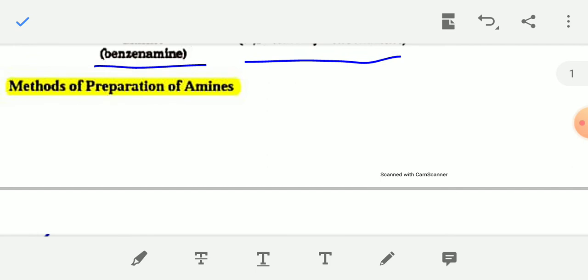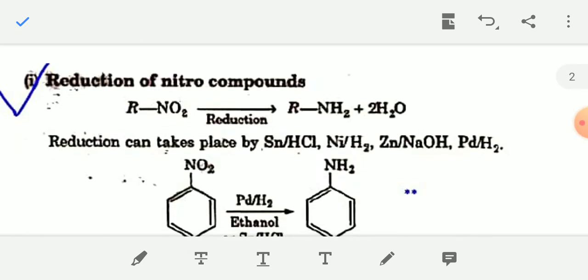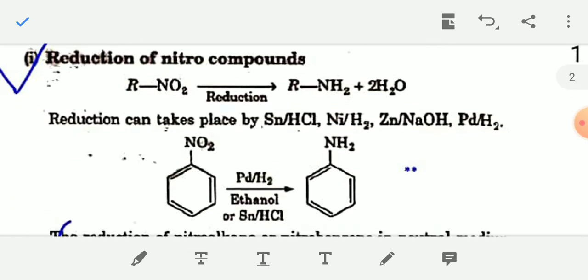Now methods of preparation of amines. There are many methods of preparation of amines. First one is by reduction of nitro compound. By reduction of nitro compounds, you can prepare amine. For example, if you reduce RNO2 you will get RNH2. RNH2 is amine and RNO2 is nitro compound.